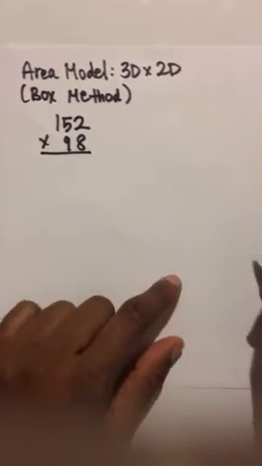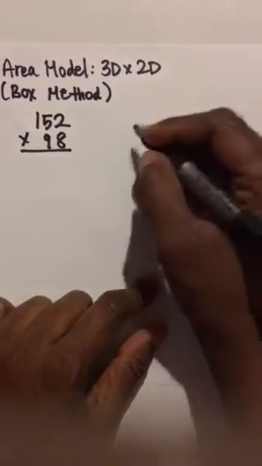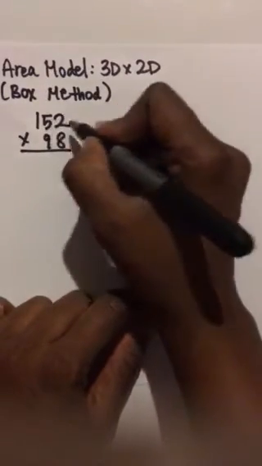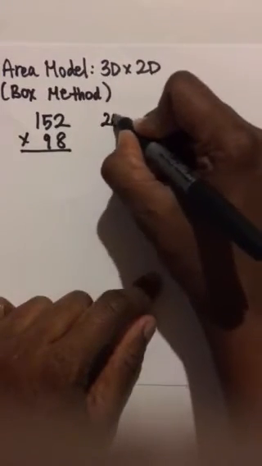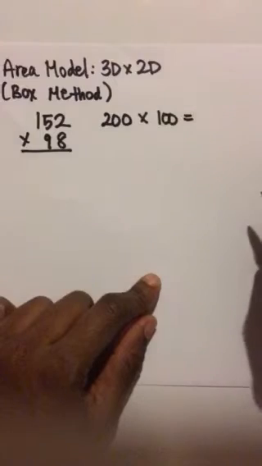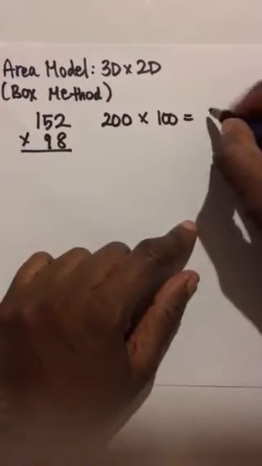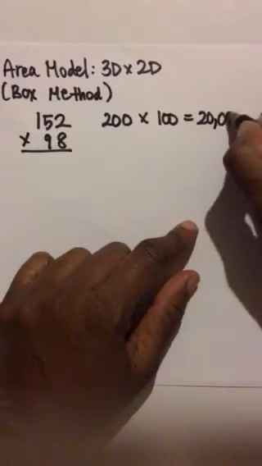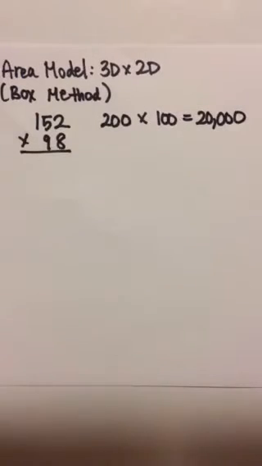Alright, the first thing a good mathematician does is estimate, so she or he knows how small or large the product's going to be. A close but easier number to 152 is 200, and the close but easier number to the factor 98 is 100. So 200 times 100 is 20,000. So my product should be about 20,000.